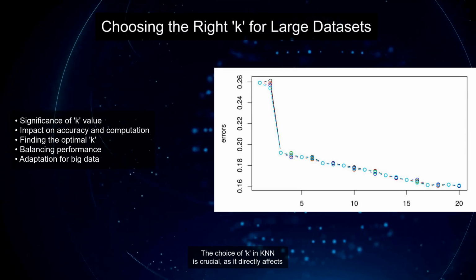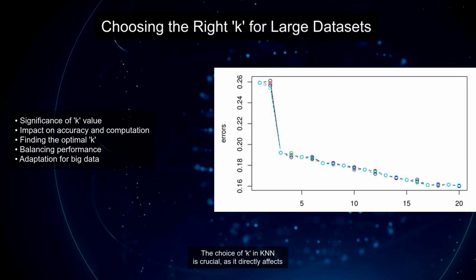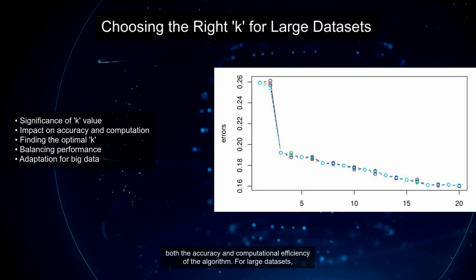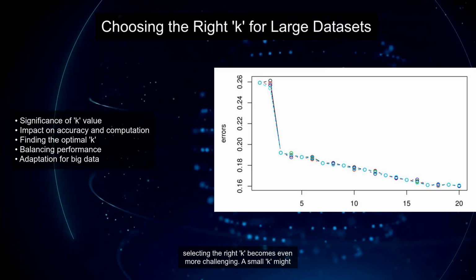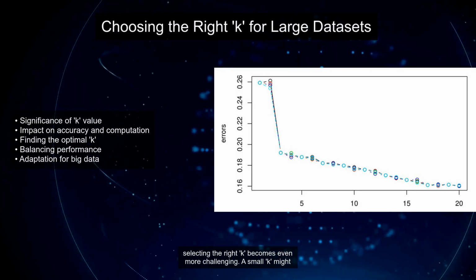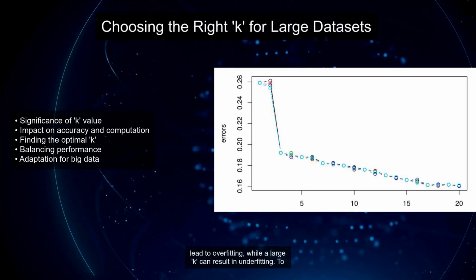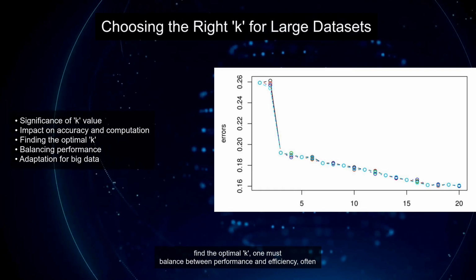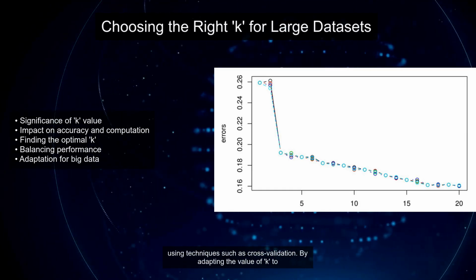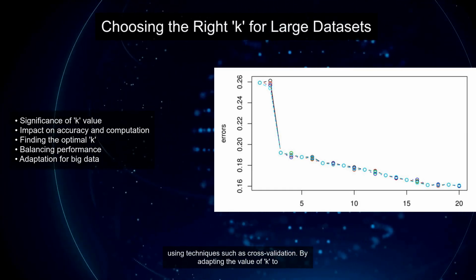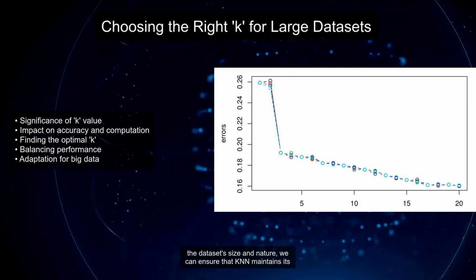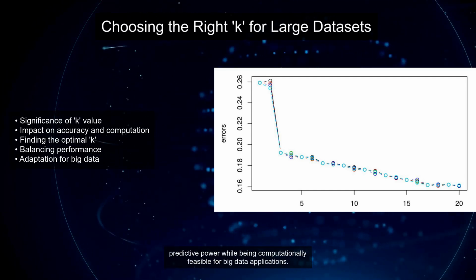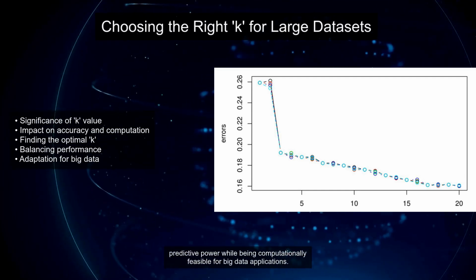The choice of K in KNN is crucial, as it directly affects both the accuracy and computational efficiency of the algorithm. For large datasets, selecting the right K becomes even more challenging. A small k might lead to overfitting, while a large k can result in underfitting. To find the optimal k, one must balance between performance and efficiency, often using techniques such as cross-validation. By adapting the value of k to the dataset size and nature, we can ensure that KNN maintains its predictive power while being computationally feasible for big data applications.